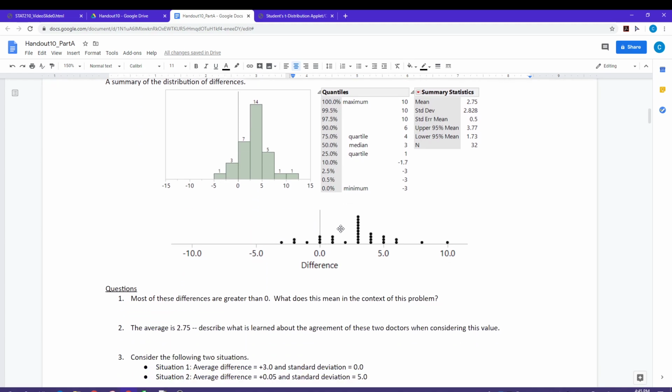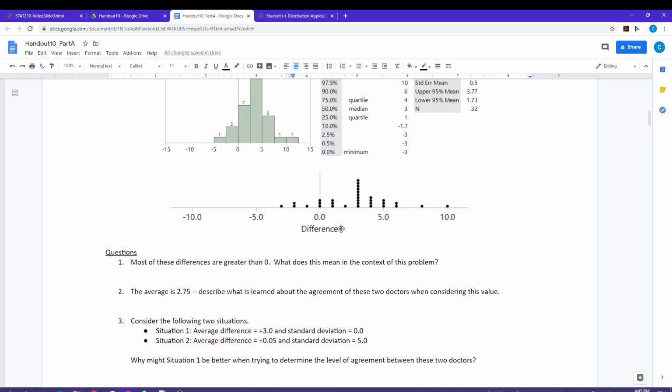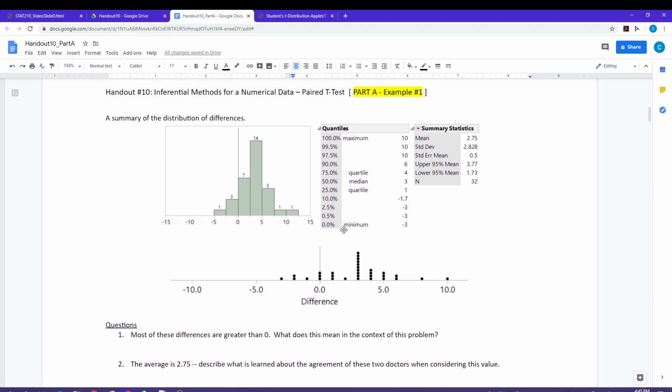There's a couple of three questions here on the bottom of page 2. I'll go ahead and stop. You can hit pause on the video and try to answer those questions. The solutions will be provided in the Google folder.